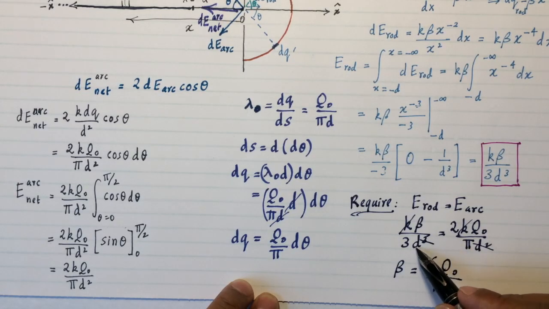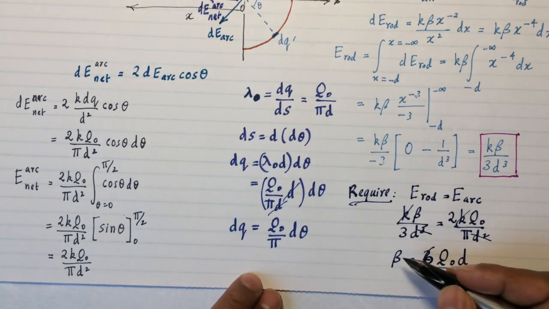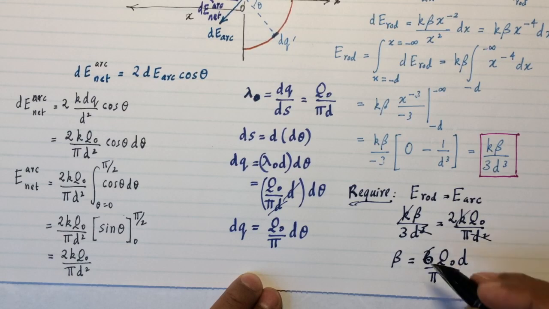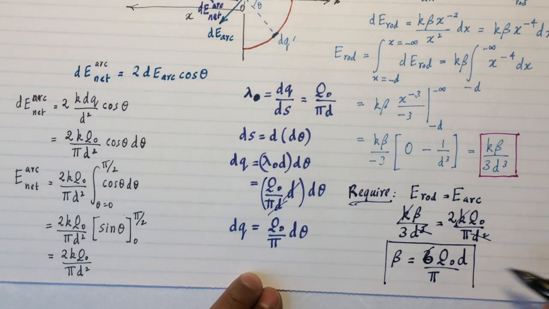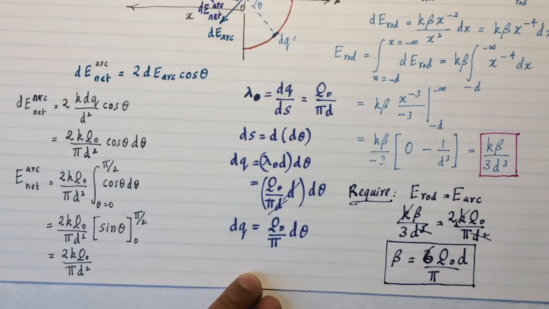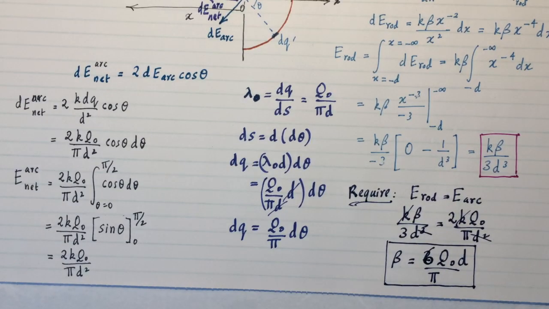So what happens here is the d goes above. This is making me a little nervous. It looks like beta has got units of Coulomb meters. So whenever you feel a little jittery about what you've done, it always pays to go back and look at the units.